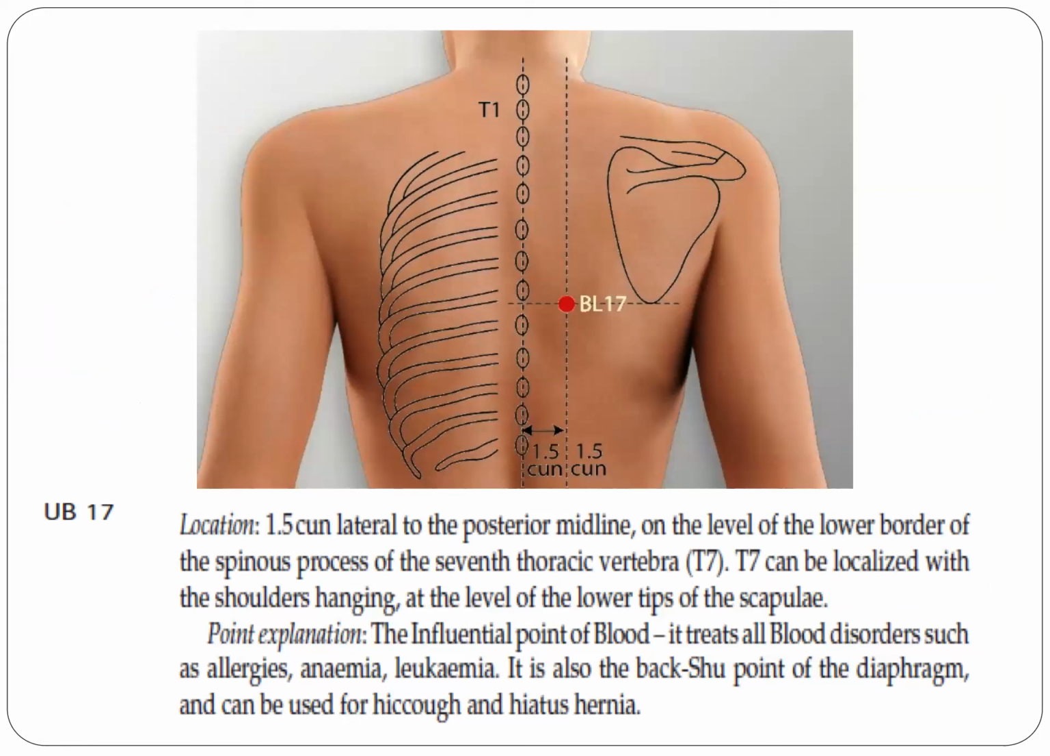Next point, we have UB17, which is located 1.5 cun lateral to the posterior midline on the level of the lower border of the spinous process of the seventh thoracic vertebra, or T7. T7 can be localized with the shoulder hanging, at the level of the lower tips of the scapula. Point explanation: the influential point of blood, it treats all blood disorders such as allergies, anemia, leukemia. It is also the back shu point of the diaphragm and can be used for hiccup and hiatus hernia.